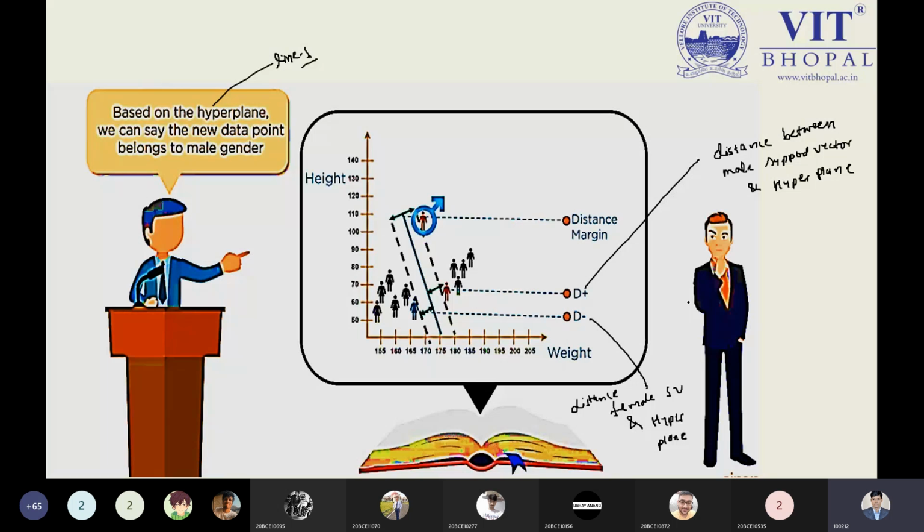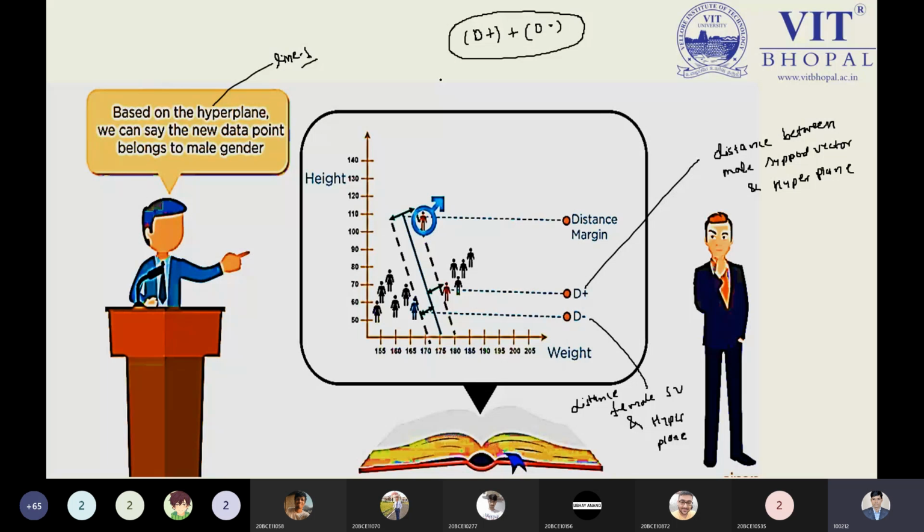Okay. Can you tell me right now, if I add these two terms, D positive plus D negative, what I can get? If I add these two distances, what do I get? Can anyone tell me right now? The answer you know. Yes, tell me. Can you repeat the question, sir?